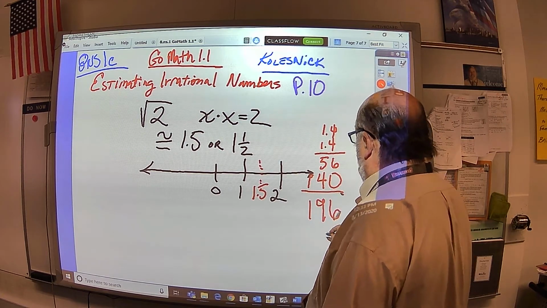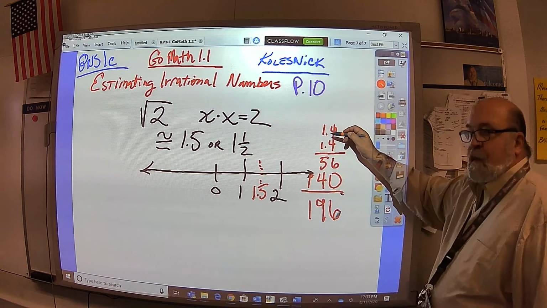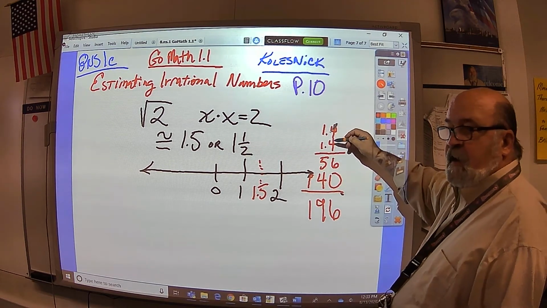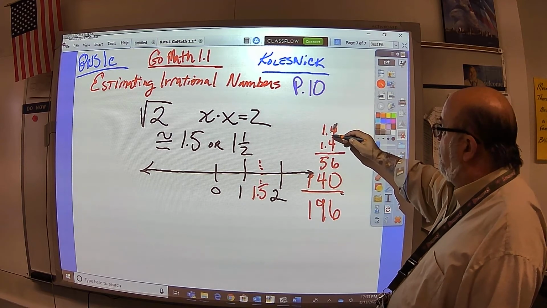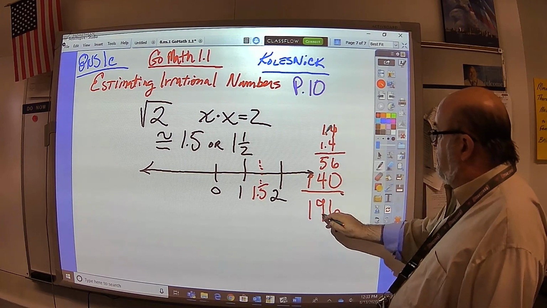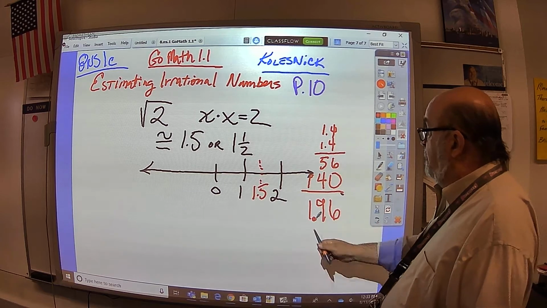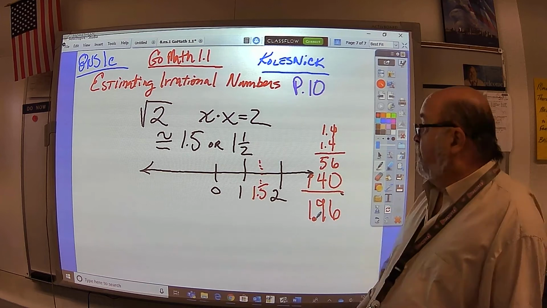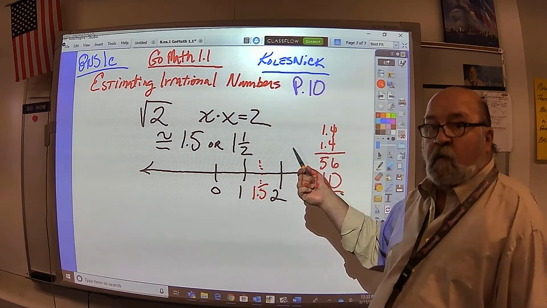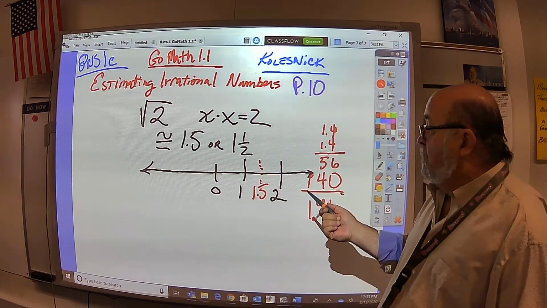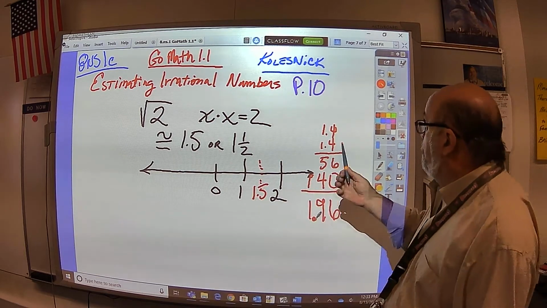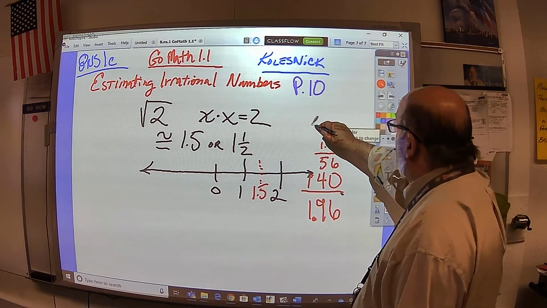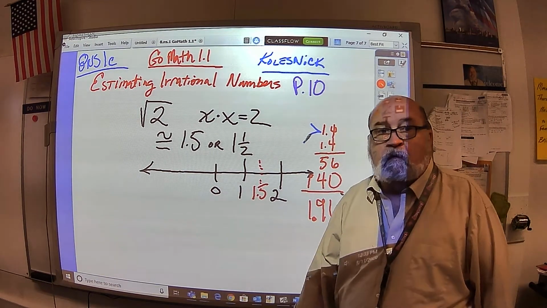So we get 196. And then what happens when I multiply the tenths times the tenths? Right? It's 2 decimal places. So it's 1.96. Well, that's not quite 2, is it? Has to be more than 1.4. Right? Has to be more than 1.4. So we know this is going to be greater than 1.4.